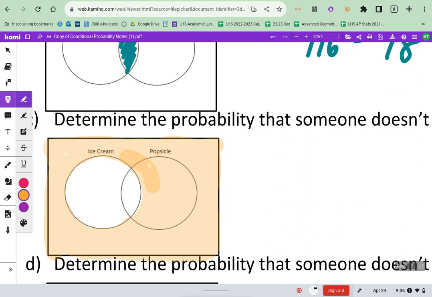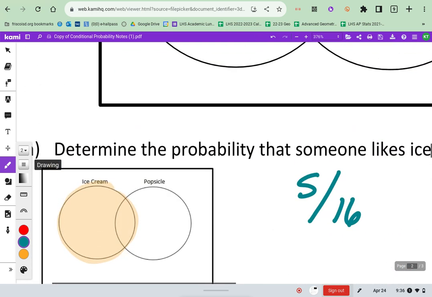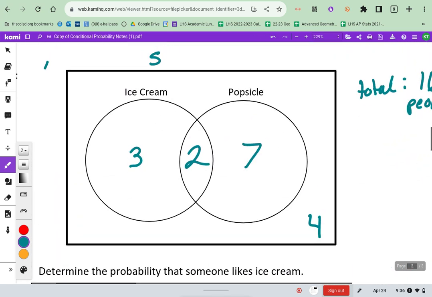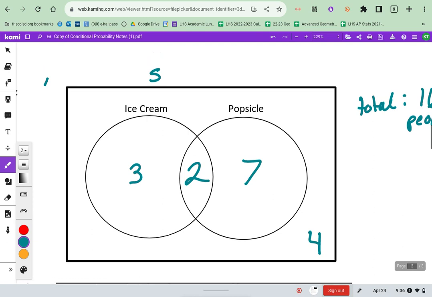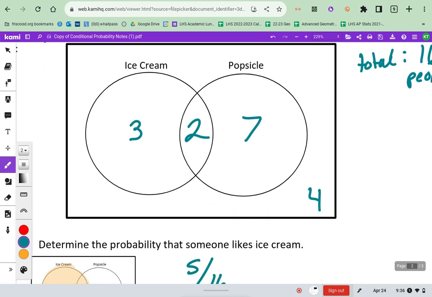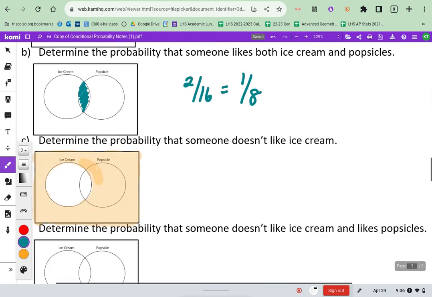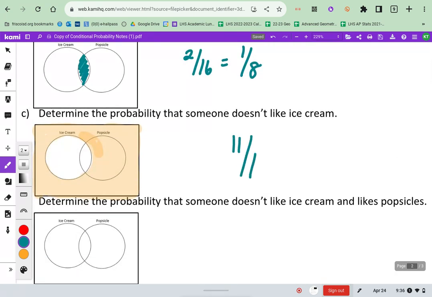So, to figure out this probability, how many people were in the ice cream circle totally? Well, there were 5 people in the ice cream circle, which means that there's 11 people not in the ice cream circle. That's coming from the 7 that just like popsicles and the 4 that don't like either. So we had 11 out of 16 people. That's the probability someone doesn't like ice cream.